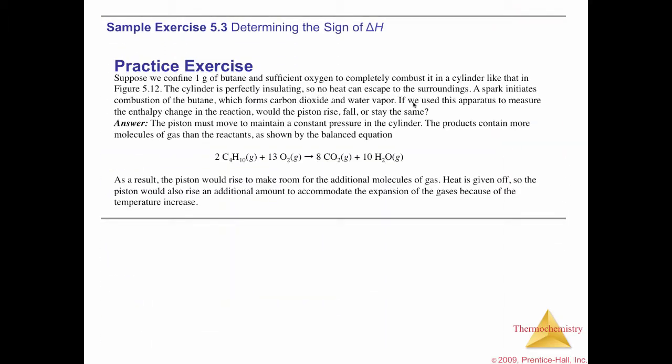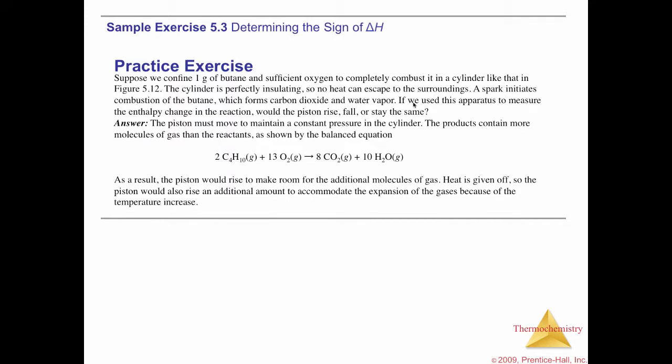For practice, suppose we confine 1 gram of butane and sufficient oxygen to completely combust it in a cylinder, like that in Figure 5.12. The cylinder is perfectly insulating, so no heat can escape to the surroundings. A spark initiates combustion of the butane, which forms carbon dioxide and water. If we use this apparatus to measure the enthalpy change in the reaction, would the piston rise, fall, or stay the same? The piston must move to maintain a constant pressure in the cylinder.